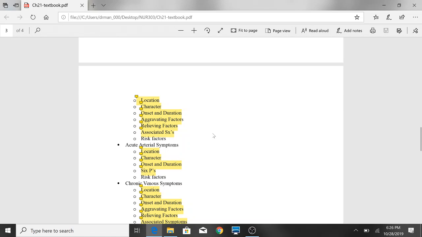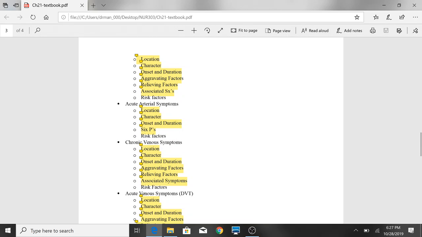Then we'll go on to acute arterial symptoms. Usually it's anywhere in the leg. It's throbbing usually, and this is a quick onset. And the six P's: pain, pallor, pulselessness, paresthesia, poikilothermia, which means coldness, and paralysis.